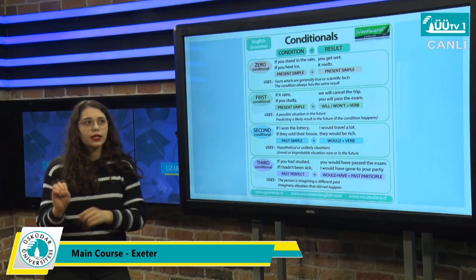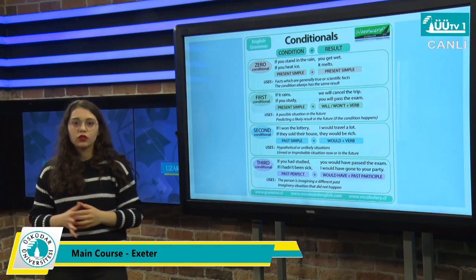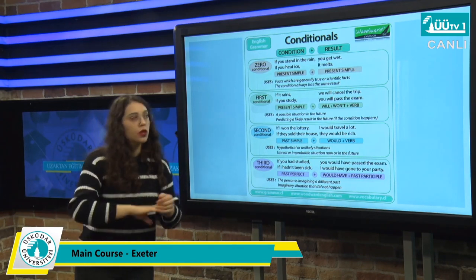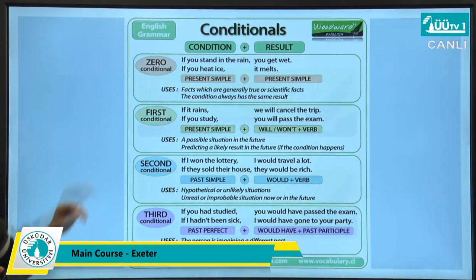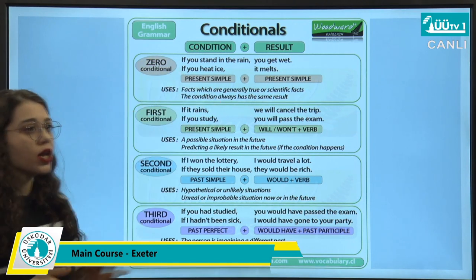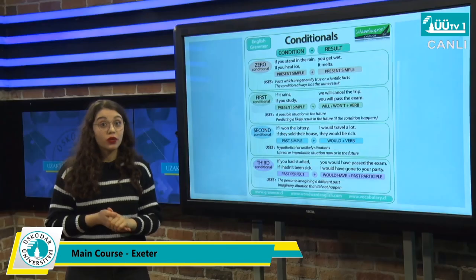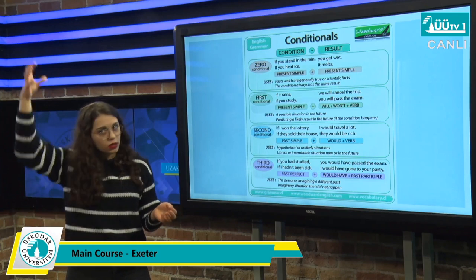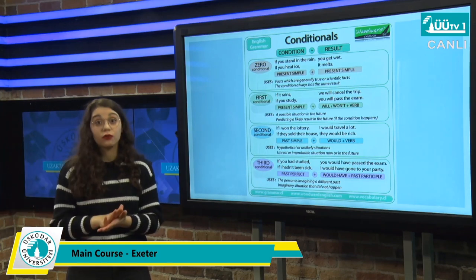Okay, so let's revise the conditionals that we have covered so far. Let's start with the zero conditional. You use it when you're talking about facts, things that are generally true or scientific facts, where the condition always gives you the same result. If you stand in the rain, you get wet. Well, that's always true, isn't it? If you don't have an umbrella and it's pouring, you're going to get wet eventually.